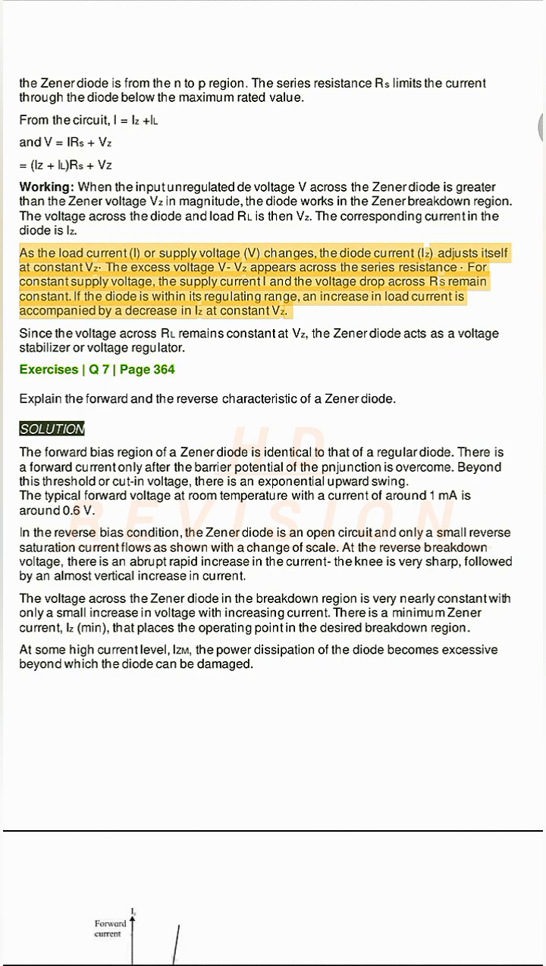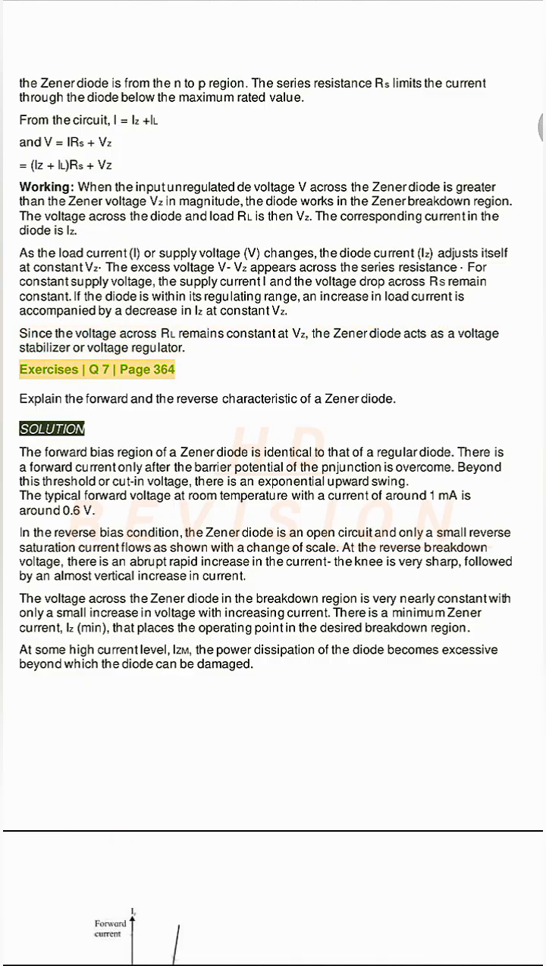The excess voltage V minus VZ appears across the series resistance for constant supply voltage. The supply current I and the voltage drop across RS remain constant. IZ is within its regulating range. An increase in load current is accompanied by a decrease in IZ at constant VZ. Since the voltage across RL remains constant at VZ, the Zener diode acts as a voltage stabilizer or voltage regulator.